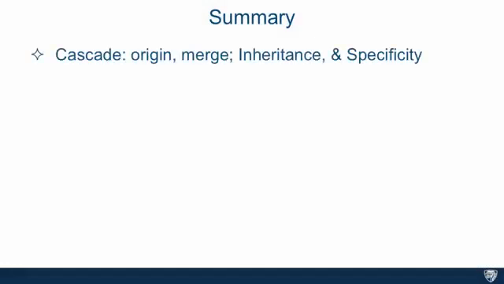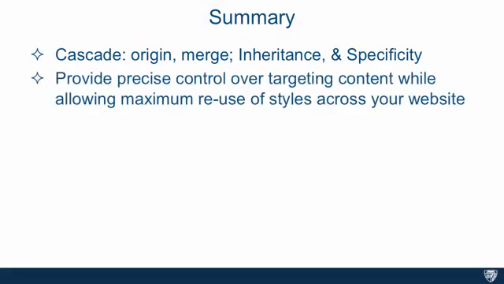In summary, in this lecture, we spoke about the cascading algorithm, the origin precedence, how the declarations merge, as well as inheritance and specificity. The cascading algorithm provides pretty precise control over targeting content while allowing you maximum reuse of styles across your website, and that is basically what makes CSS so powerful. Next, we're going to talk about styling text.